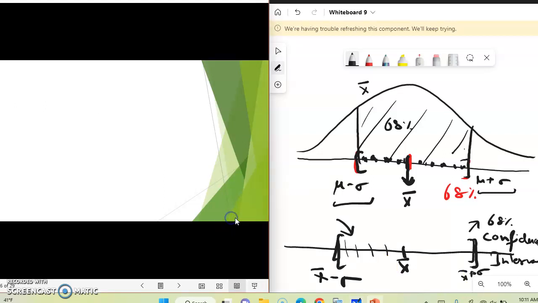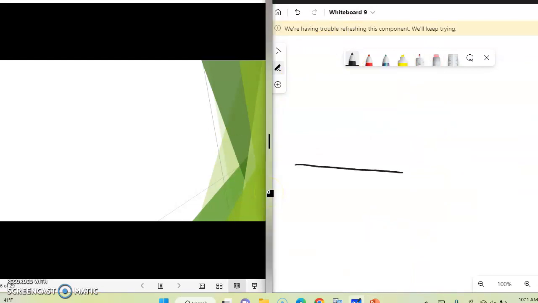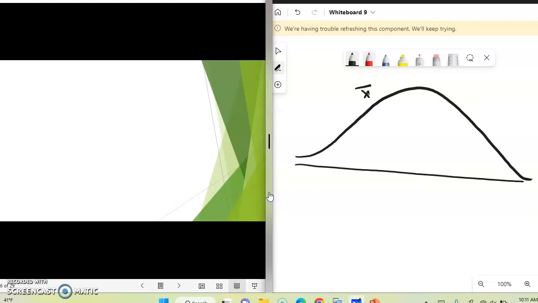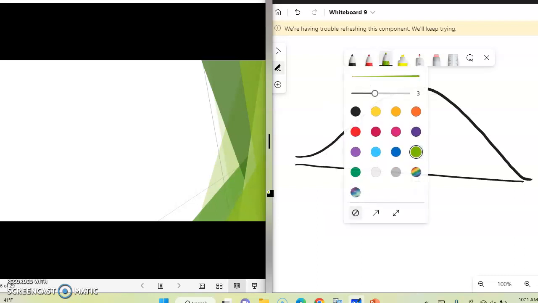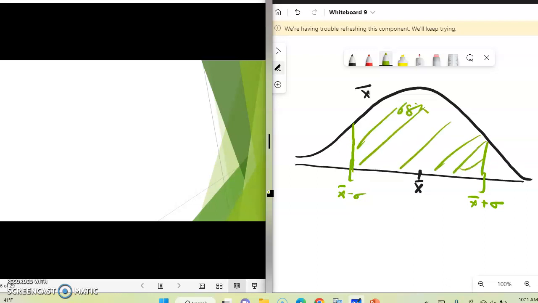So for example, if we draw, this is the sampling distribution of all sample means, and we are drawing this around our sample estimate, right? So if we have one standard deviation less and one standard deviation more, then between these is 68%, and outside is how much?